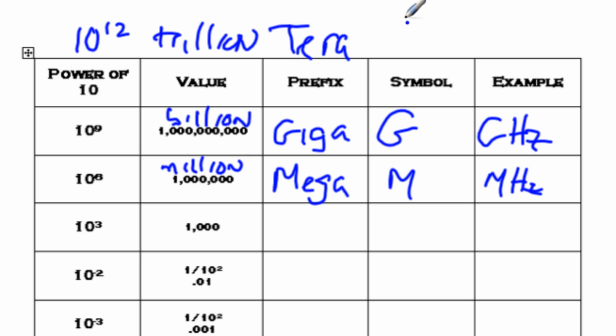10 to the 12th is tera, T-E-R-A. The symbol for that is capital T. And for instance, in the Large Hadron Collider, they accelerate particles to energies on the order of tera electron volts.